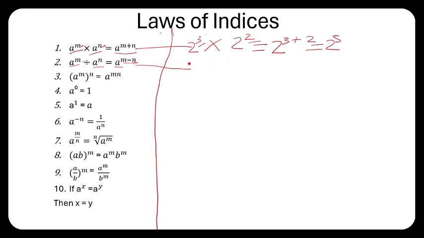The second law, let's take 3 raised to power 3 divided by 3 raised to power 2. This is the same thing as having 3 raised to power 3 minus 2, and this is 3 raised to power 1. According to this law, this is 3. Do you understand?